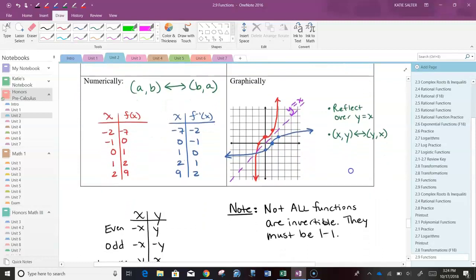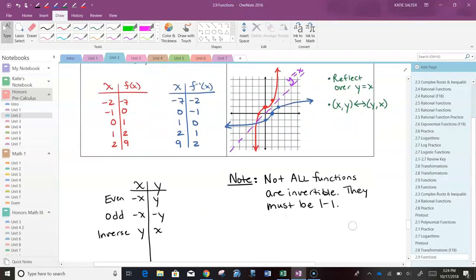All right, note, again, not all functions are invertible. They must be 1-to-1 to be invertible. So that means if you're going to find an inverse of a function and you want that inverse to be a function, make sure it's 1-to-1 first.